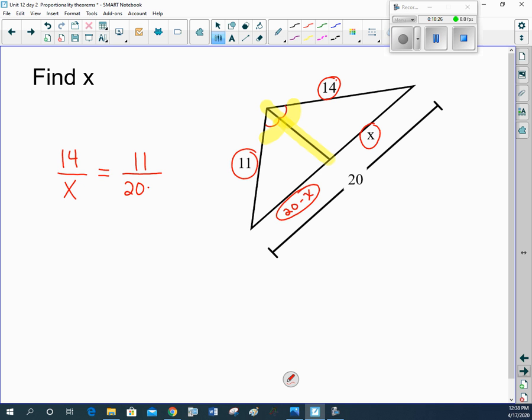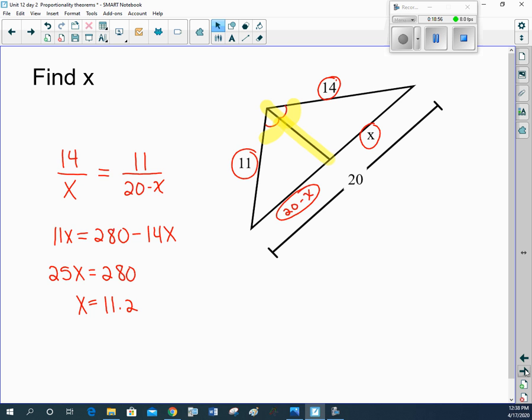So 20 minus x. Okay, let's go ahead and multiply that out. So 11x equals 14 times 20 minus 14x. Combine your like terms, so that's going to be 25x equals 280. So x is going to equal 11.2. Okay, I think we're done.